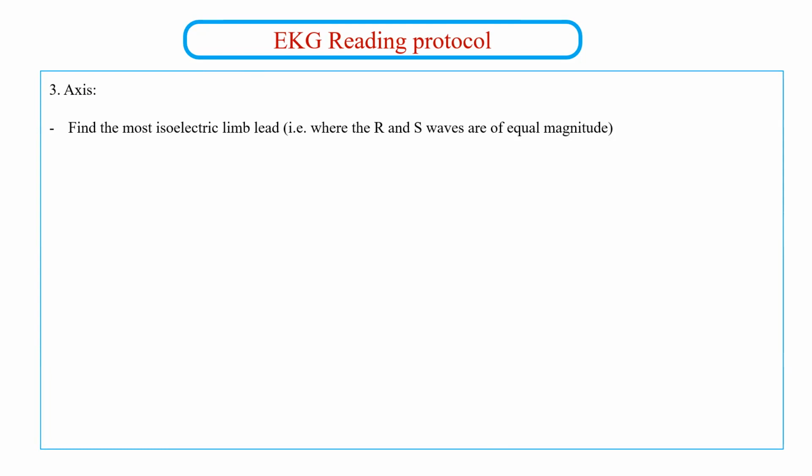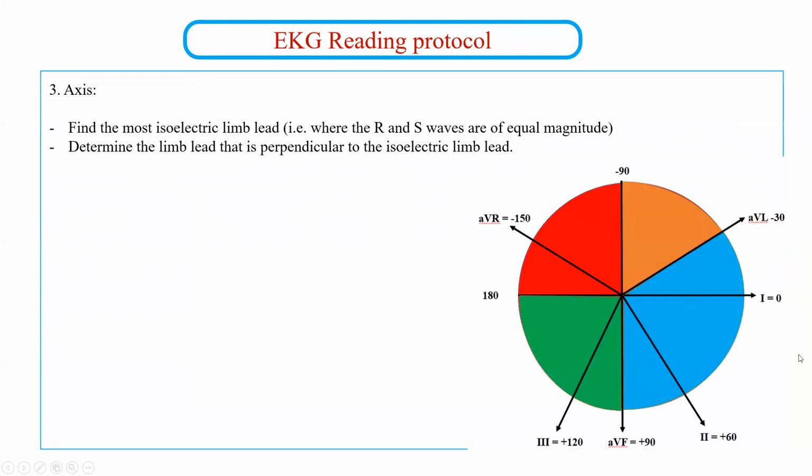What does isoelectric limb lead mean? Isoelectric means the R wave equals the S wave. So the magnitude is 0, okay? The total magnitude of this lead is 0. So we try to find the most isoelectric limb lead. And after that, we have to determine the limb lead that is perpendicular to this lead. How can we determine this? By this chart here.